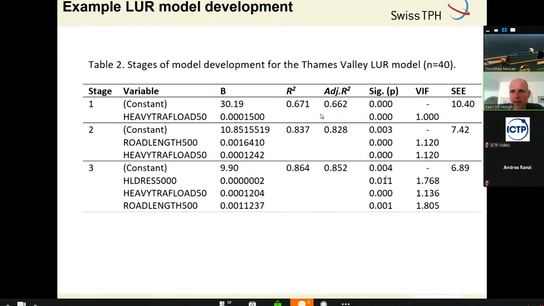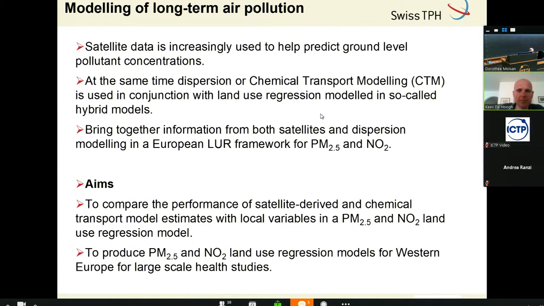We also see that our sigmas of the predictive variables are small. They cannot go over 0.1, otherwise we will not accept them. And we also check for a variance inflation factor, which means that if variables are very, very highly correlated to each other, they would be picked up with this factor. So this is how a land use regression model is developed.